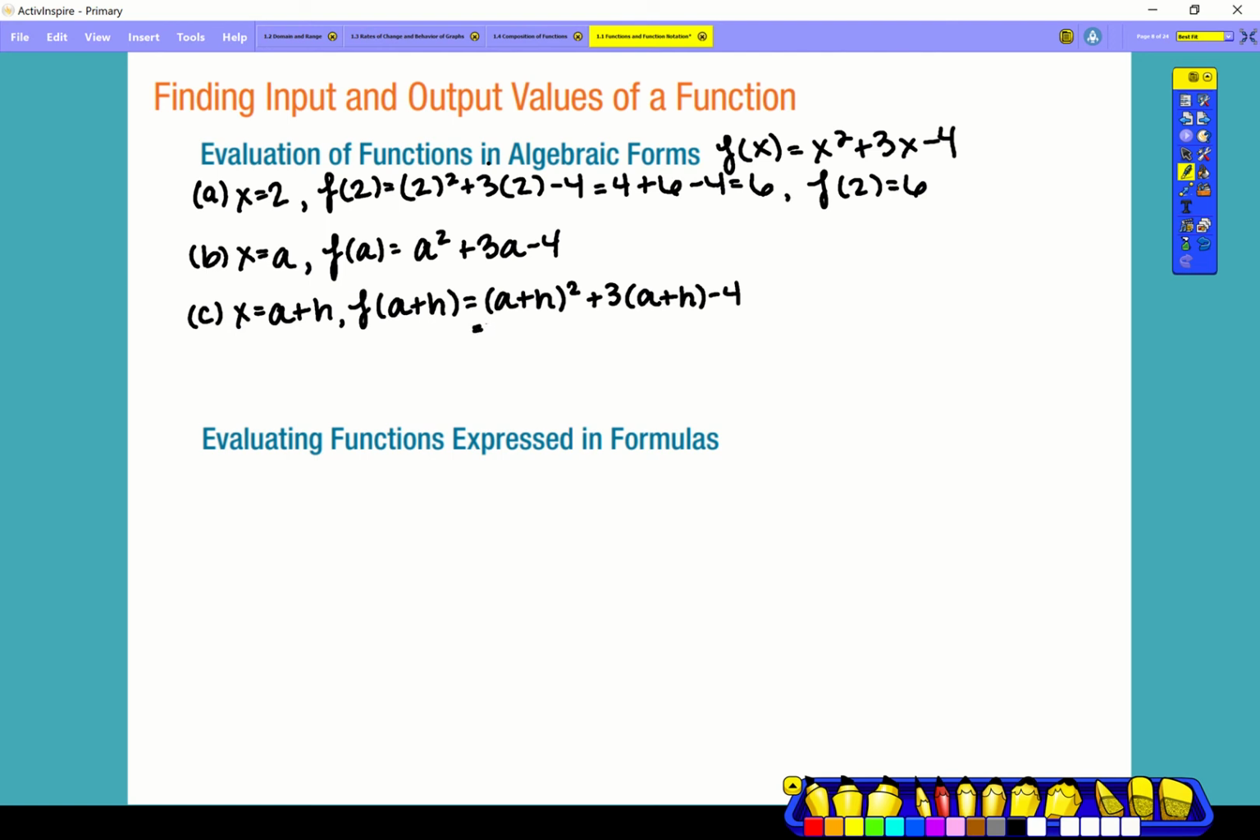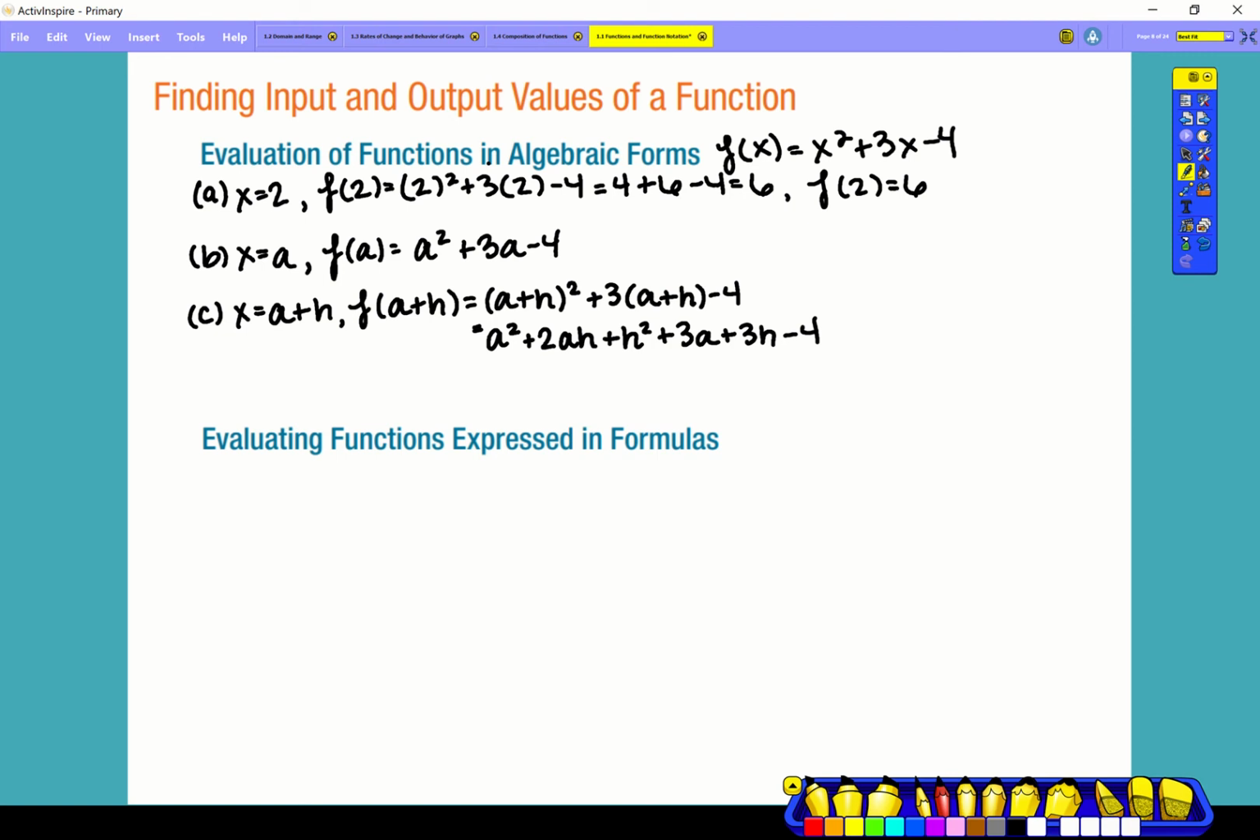So a plus h squared is going to be a squared plus 2ah plus h squared. If you have not memorized that, that's totally okay. It takes a while to memorize it, a lot of practice. You could pause the video here and take the time to multiply it out. I'd recommend it. Plus 3a plus 3h, I'm distributing that 3, minus 4.